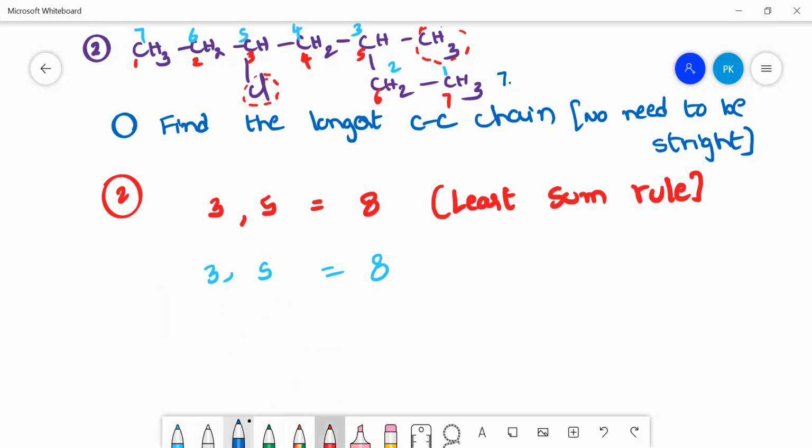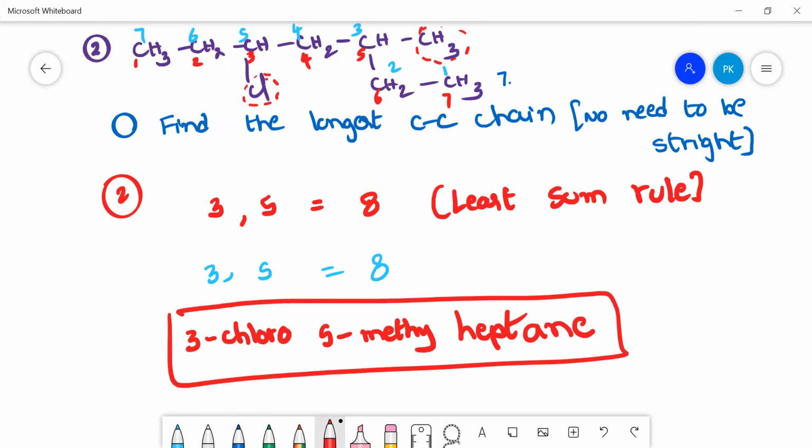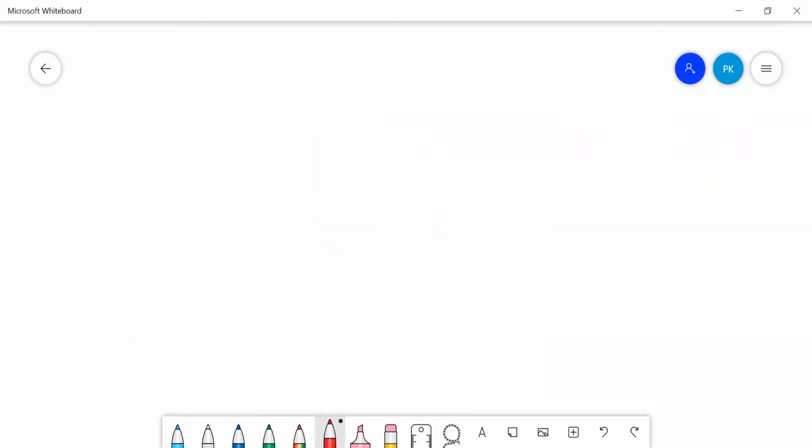Just write the naming. So alphabetical order you follow, students, now. Third carbon chloro, and fifth carbon methyl. So on the third position we have chloro, and on the fifth position we have methyl. 3-chloro, 5-methyl. Total 7 carbons, so hept, and all are single bonds. We are talking about alkanes. So hept chain, and this is the name of the compound. Okay, clear? And let me give you one more very good example.